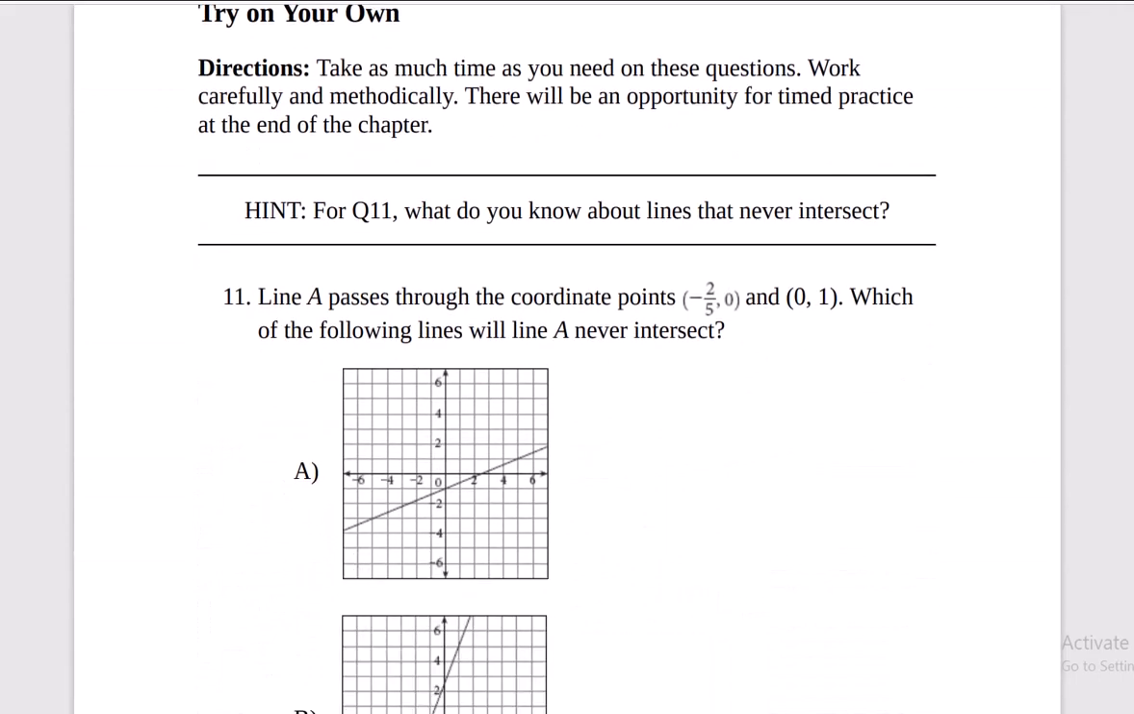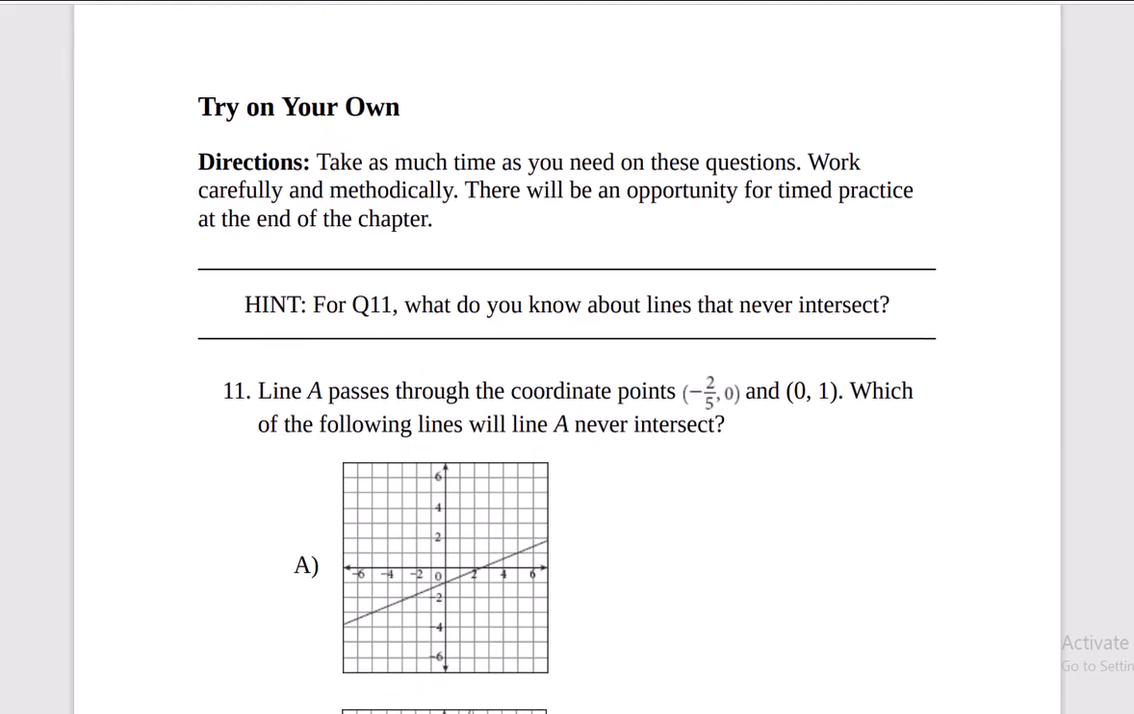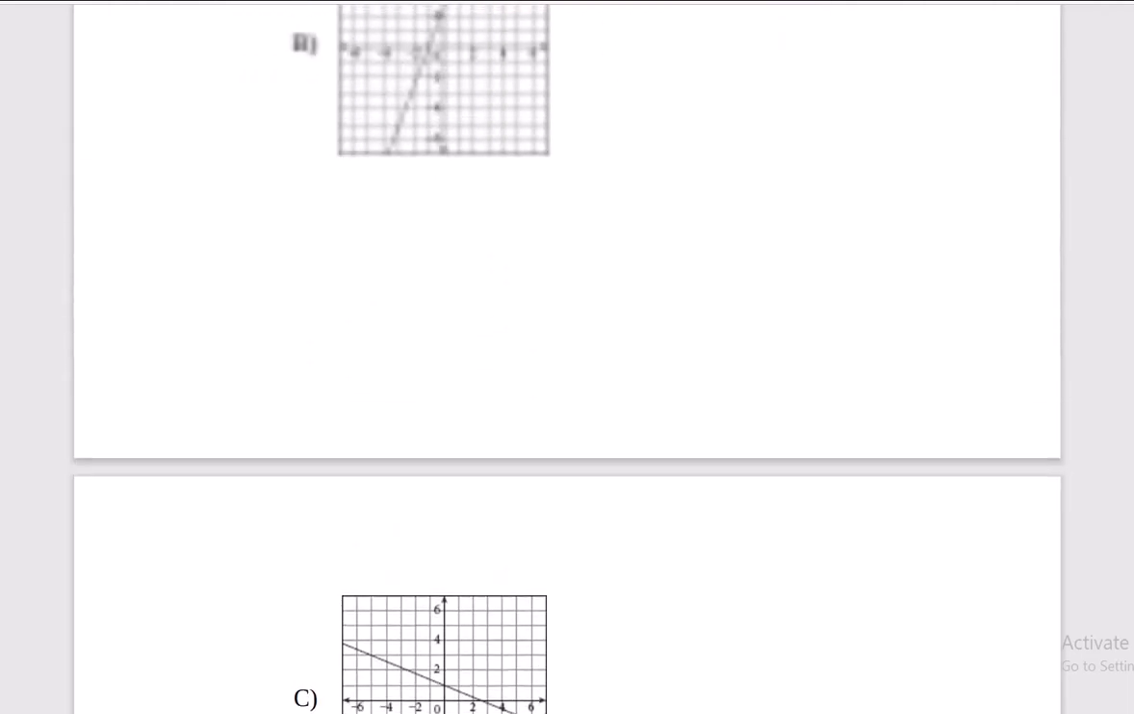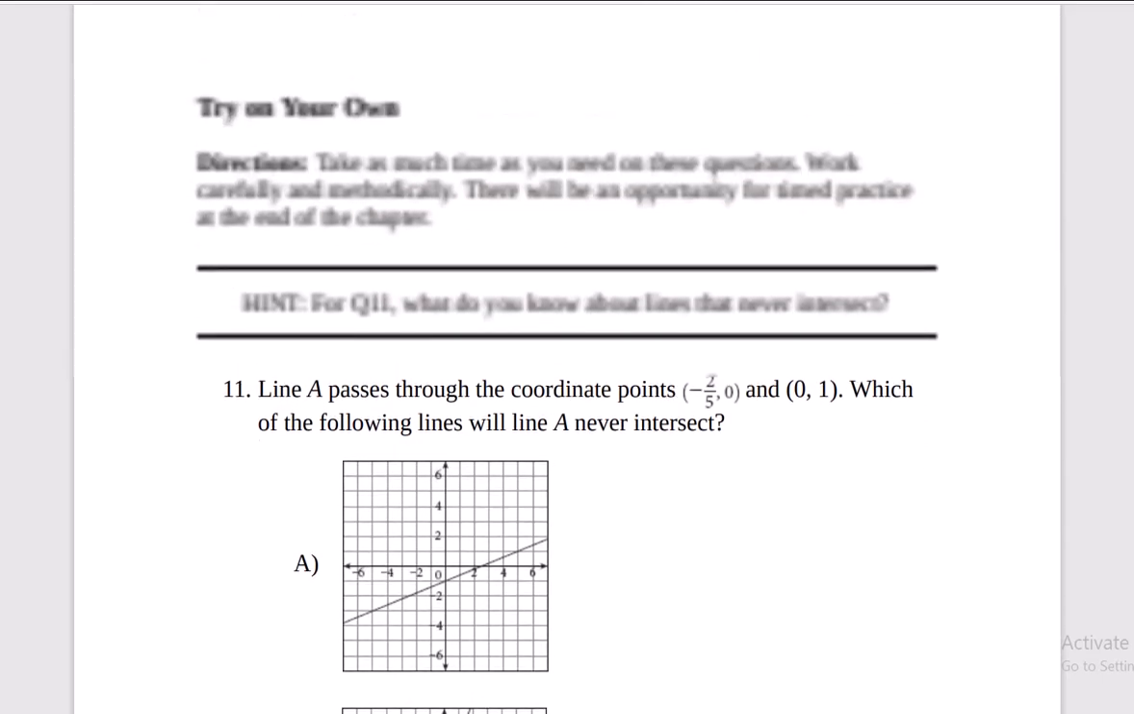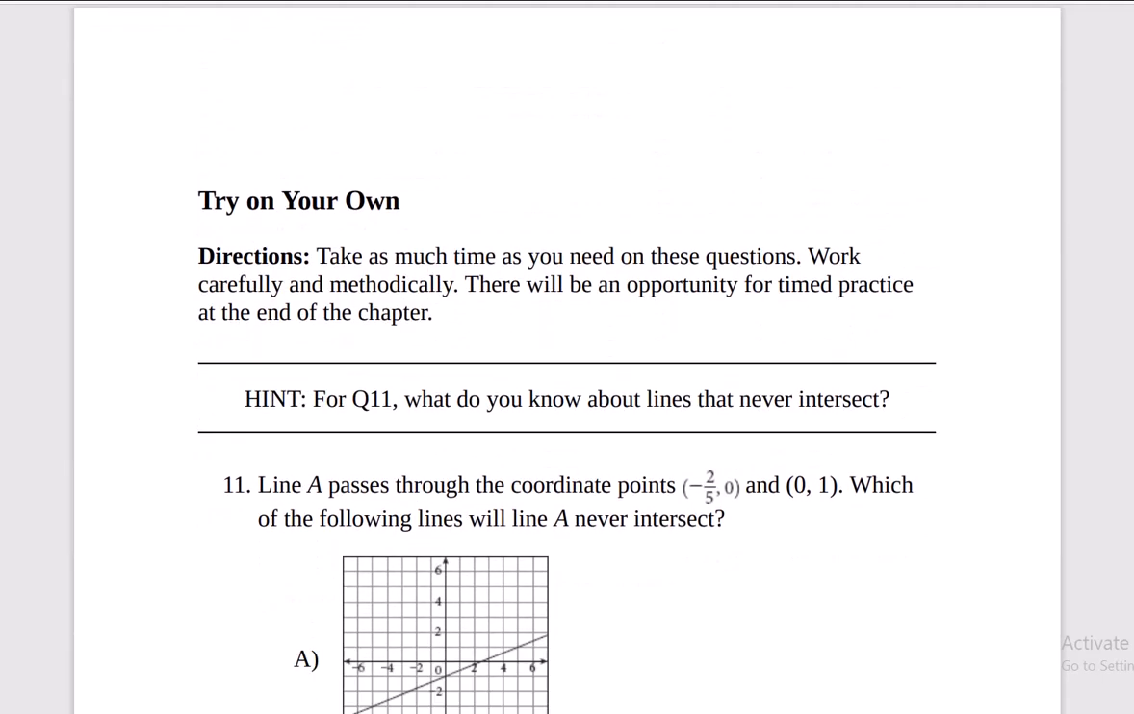So we have this question that says line A passes through the coordinate points (-2/5, 0) and (0, 1). Which of the following lines will line A never intercept? They want to know the line that will never intercept with line A. So we have options A, B, C, and D. Before we talk about the options, let's first of all know what line A is. The points we have here are (-2/5, 0) and (0, 1). This is x1, y1, x2, y2.